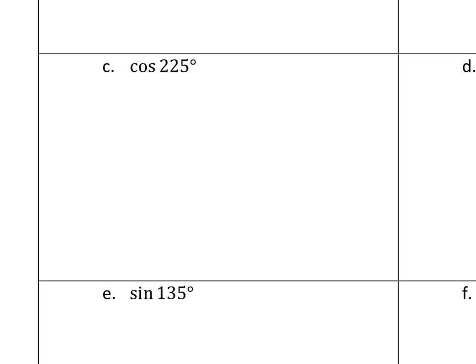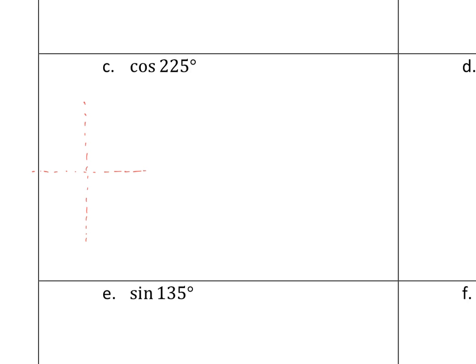So let's zoom in here. We'll do letter C. The first thing that I'm going to do is draw my coordinate plane. It's an invisible coordinate plane because we don't really have one here. We're just going to use it to help us solve this problem. The issue is that 225 is larger than 90 degrees, and we don't have a special right triangle for 225 degrees, so we're going to have to see what its reference angle is so that we can use that.